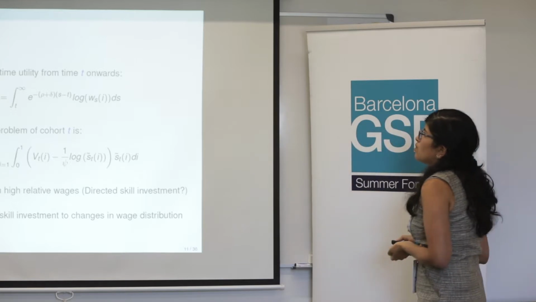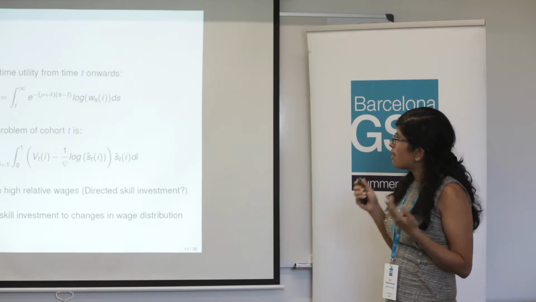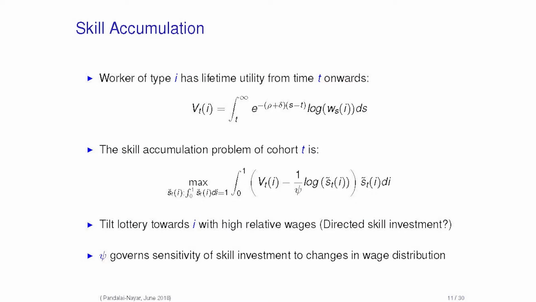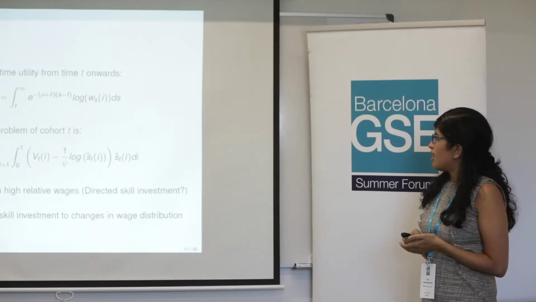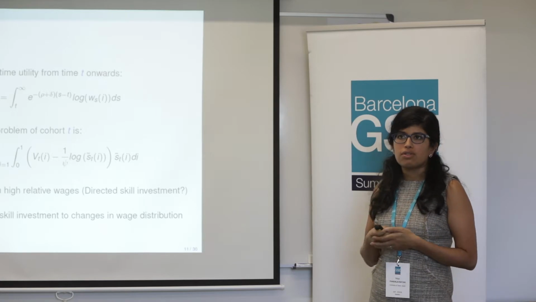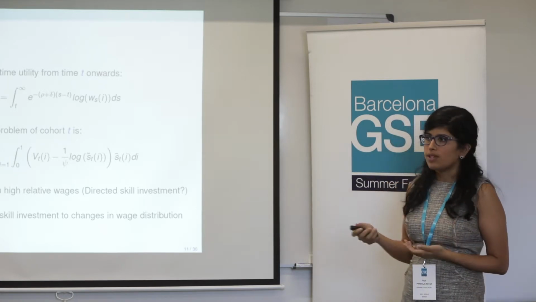All right. So workers of type i that are born at time t have lifetime utility, which is just the present discounted value of their wage in every period after that. The skill accumulation problem for a cohort born at time t is to maximize their utility, subject to paying the cost for a particular skill lottery. So this is forward looking.